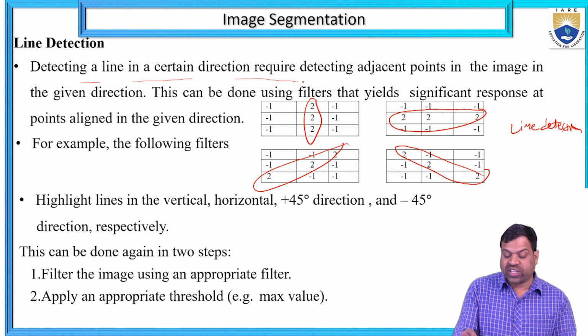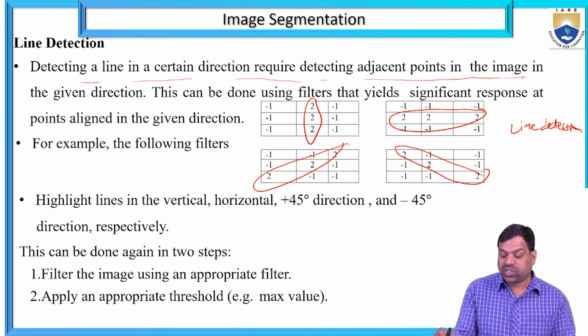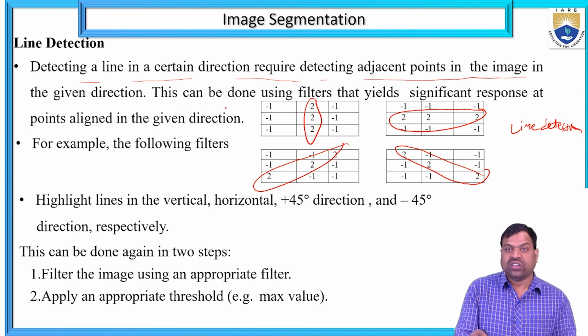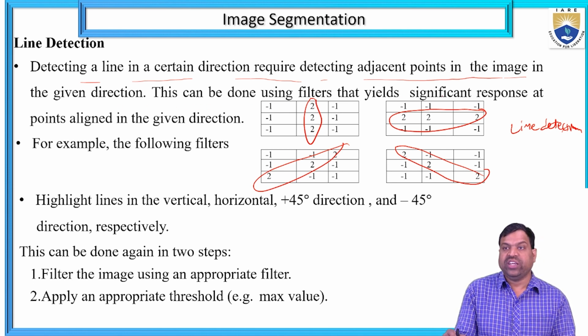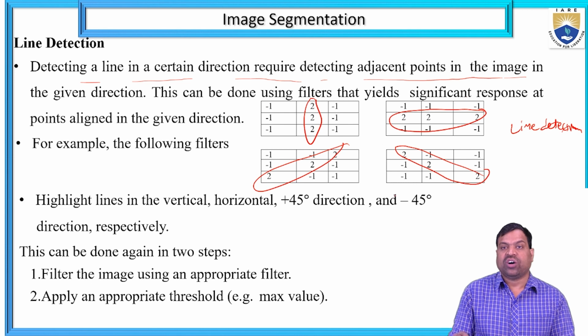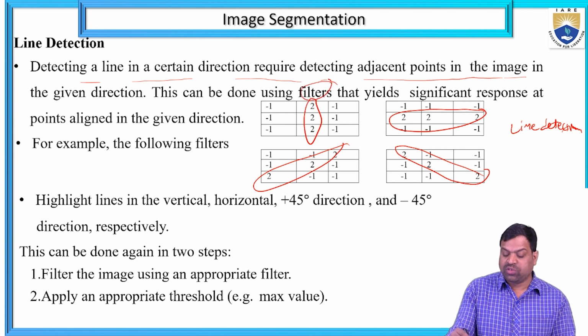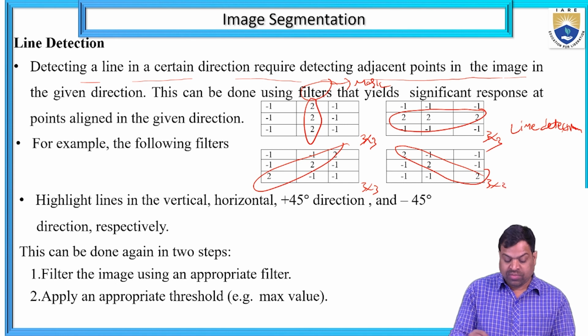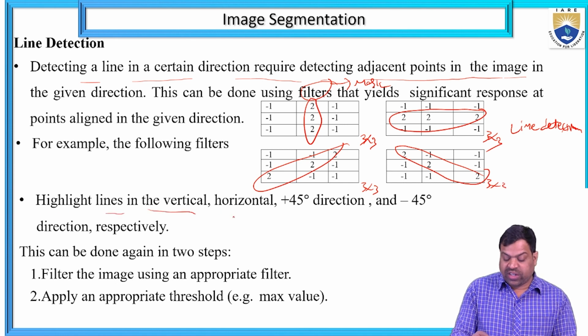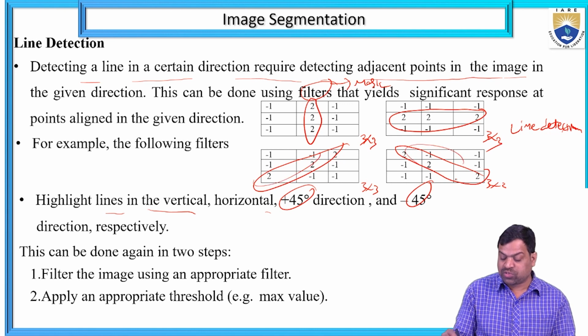Detecting a line in a certain direction requires detecting adjacent points in the image in the given direction. This can be done using filters that yield significant response at points aligned in the given direction. When I use filters, I am applying the mask technique. For example, a filter that is a mask of 3 by 3, highlighting lines in the vertical, horizontal, 45 degrees and minus 45 degrees directions.